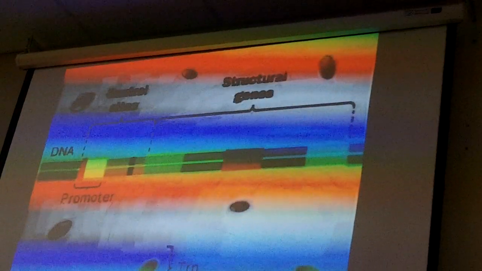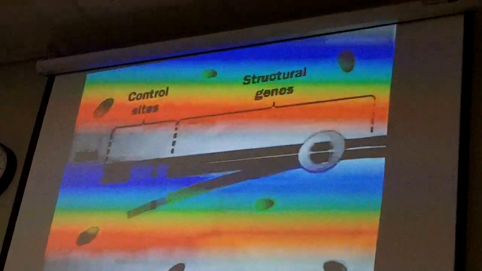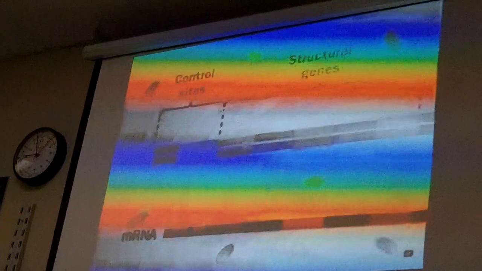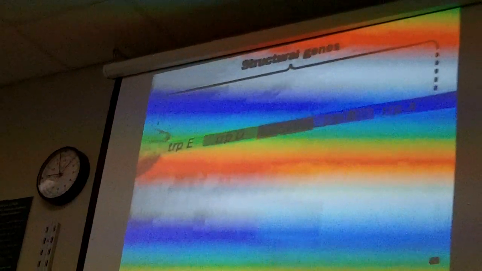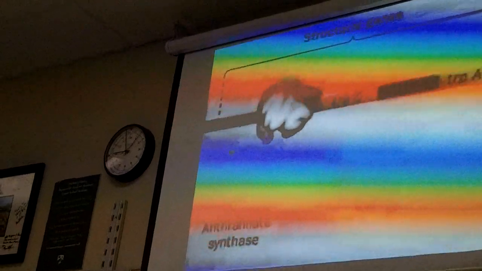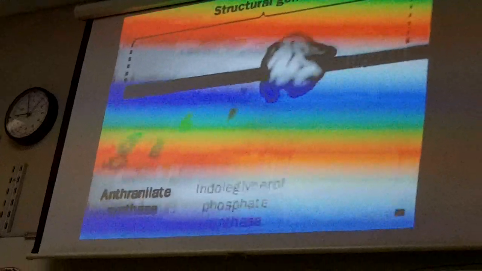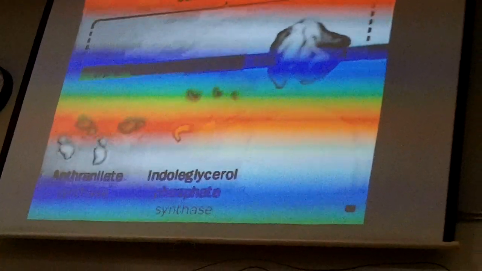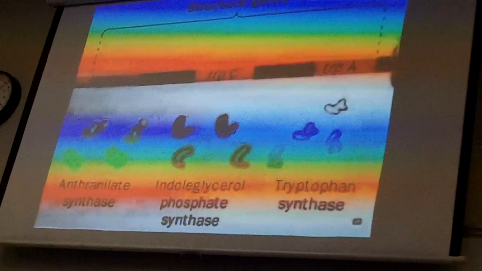When the bacterial cell's tryptophan levels are low, RNA polymerase can bind the promoter and transcribe the structural genes. Each gene encodes a protein chain for an enzyme in the Trp synthesis pathway: trpE and D for anthranilate synthase, trpC for indole glycerol phosphate synthase, and trpB and A for tryptophan synthase.